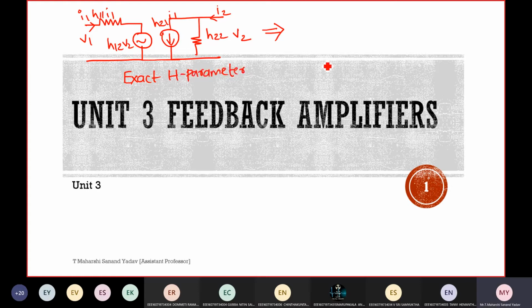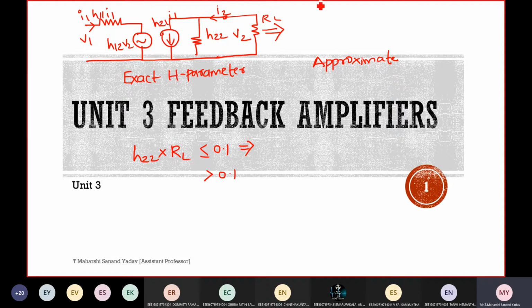In order to convert this exact H parameter model to approximate model, first I need to check these two values, the product of H22, and generally at this part I'll connect load resistance RL. So H22 into RL can be less than 0.1 or else it can be greater than 0.1. If it is less than 0.1, it is approximate or else H parameter. Which one should I use? Approximate. Yes, approximate.